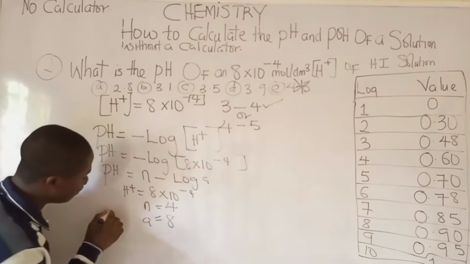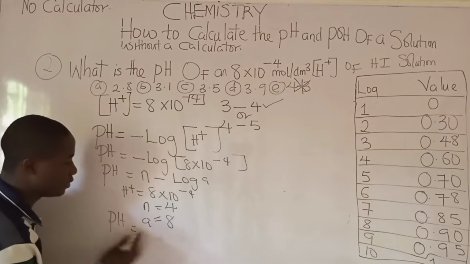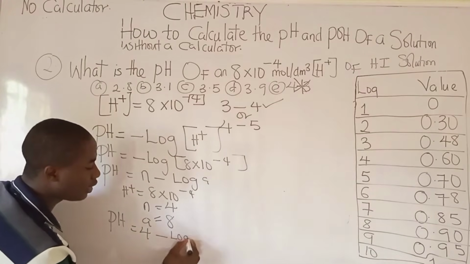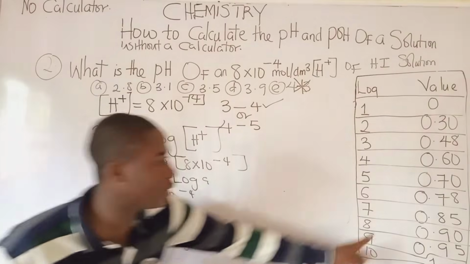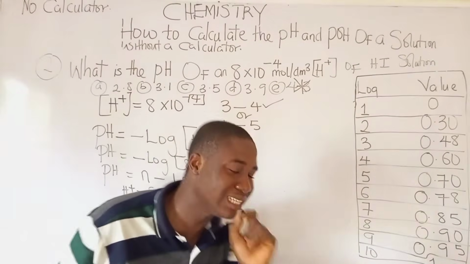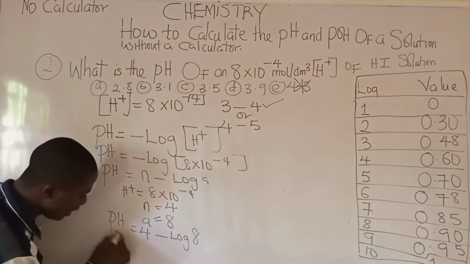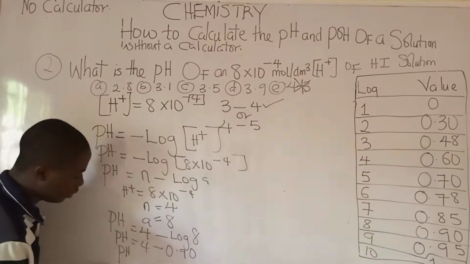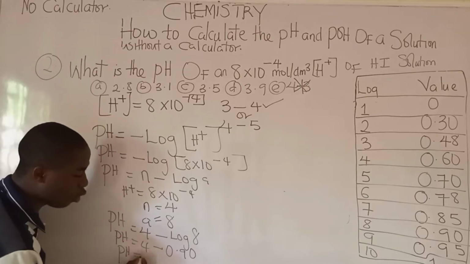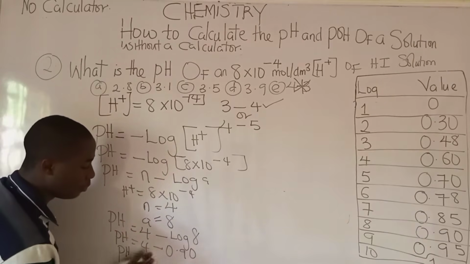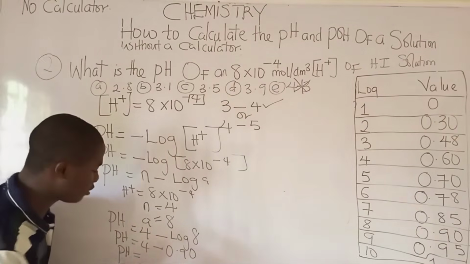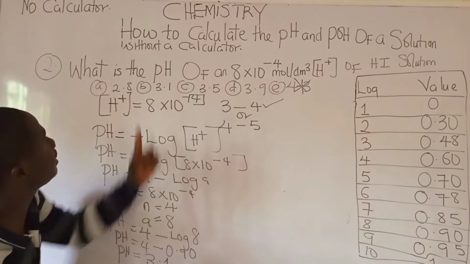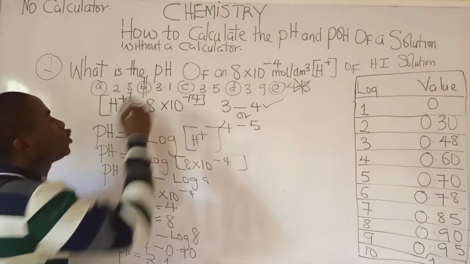Now when we do that, pH becomes n, which is 4, minus log 8. And what is log 8? Which is 0.90. So pH becomes 4 minus 0.90. When we solve, 4 minus 0.90 is 3.1. So you can see the answer here is option B.